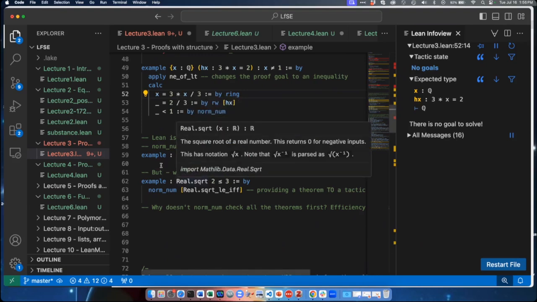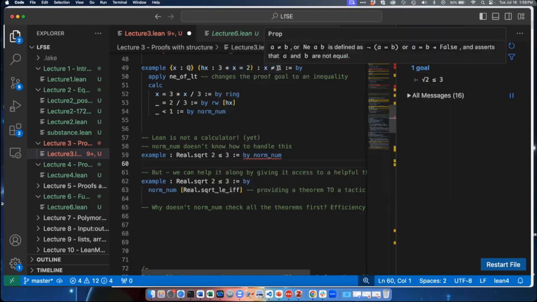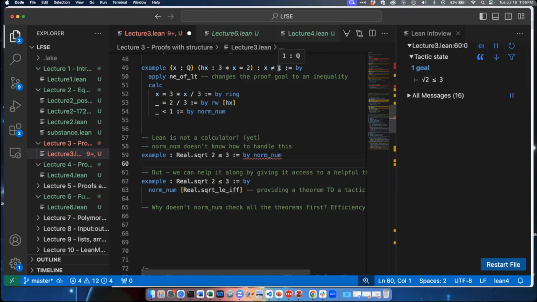Now, Lean is not a calculator. So norm_num doesn't know how to handle the above. Obviously, 3 times x equals 2, so I kind of know that this is not equal to 1. All I need to do is calculate what x is equal to, and then I can compare those two numbers and I'm very quickly certain. Or I might ask, what is the square root of 2? The square root of 2 is 1.414 something. That's obviously less than or equal to 3.